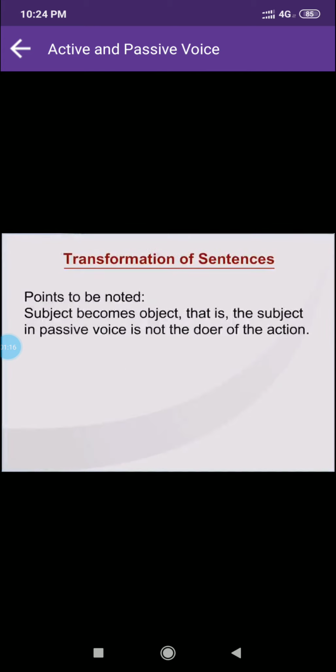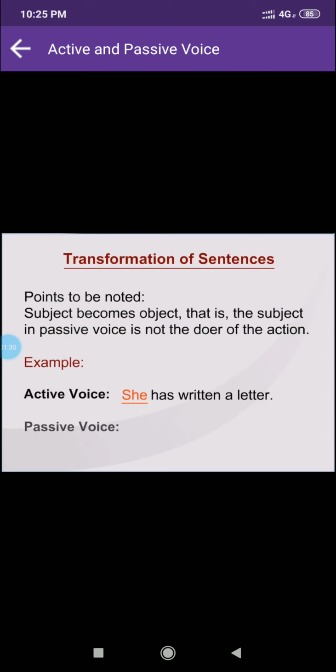There are many changes involved in transforming sentences from active to passive, like subject becomes object. That is, the subject in passive voice is not the doer of the action. For example, she has written a letter will change to, a letter was being written by her. And here the subject, a letter, is not the doer of the action.